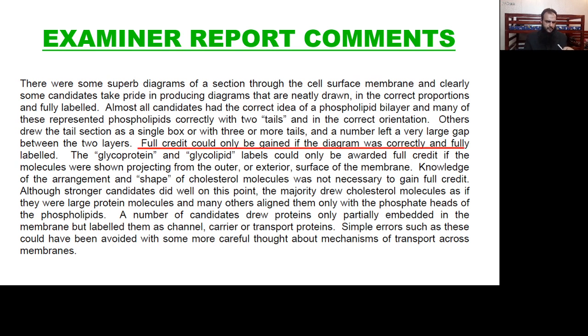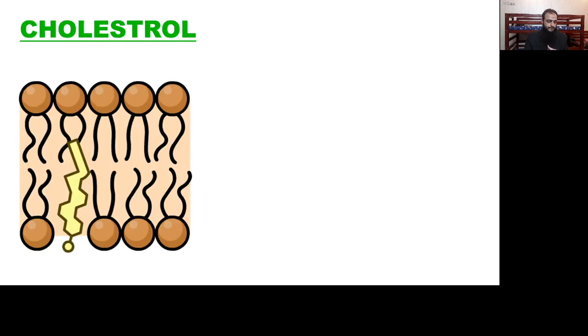But the point that I want to highlight here is one of the common mistakes that students make. See, I've highlighted this point. It says full credit could only be gained if the diagram was correctly and fully labeled. Now, the majority of the students did draw the diagram, but they never labeled it. So please make sure, I'm really hoping that you didn't make this mistake. If you did, that's how we learn, okay?